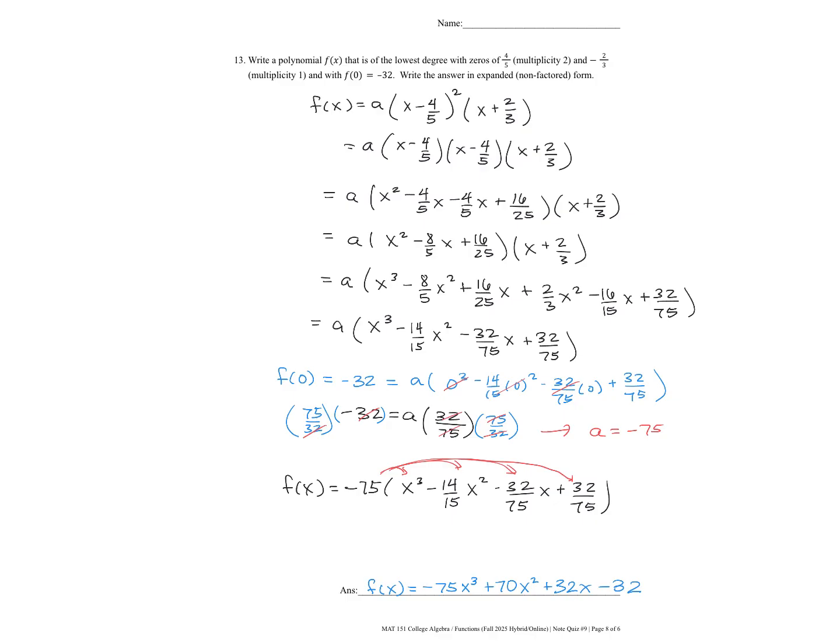And again, to reiterate, you could find the 3 zeros of this polynomial. You get 4/5, 4/5, and negative 2/3. And then if you substitute in 0 for x, you will get out a negative 32 for an answer. So we are looking good. And that is the end of note quiz number 9. A lot of work. And again, you are welcome to go through and practice these problems. And if you have questions, please reach out for help.